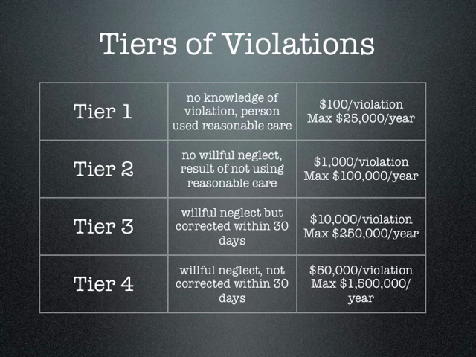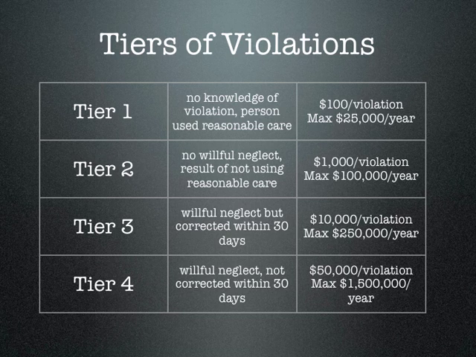There are now 4 tiers of violations. It used to be kind of a one-size-fits-all thing. Now there are 4 separate tiers. The first tier is when the person had no clue that they were in violation and they used reasonable care. They followed everything by the book. There's pretty much no way to prevent the violation, but there still was a violation. In this case, it's still $100 per violation with a maximum of $25,000 per year.